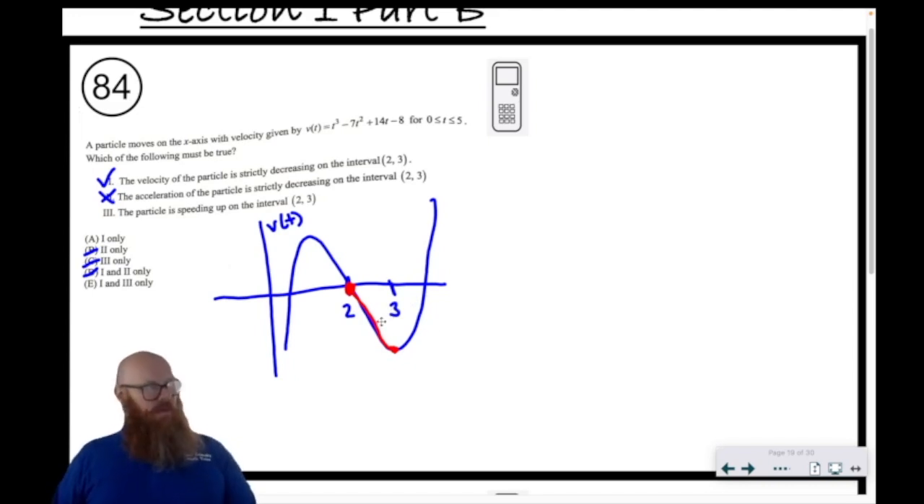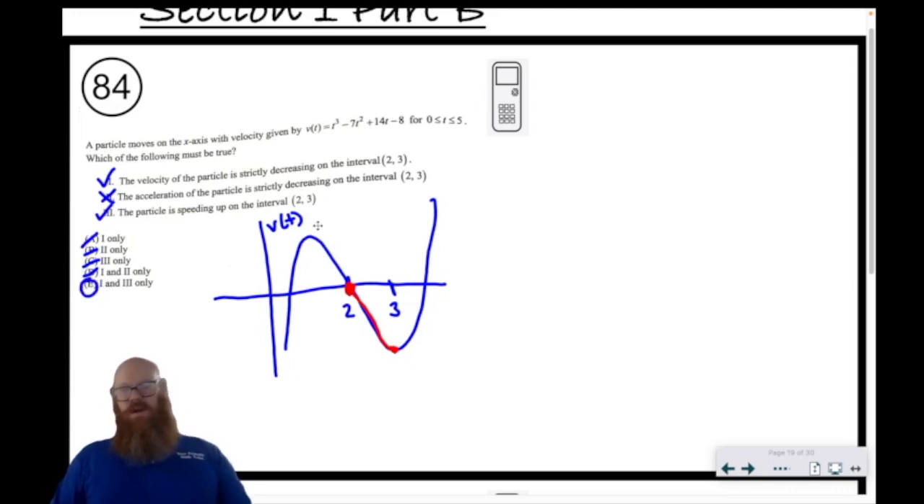So let's think about the velocity here. It is negative because it's below the x-axis, and the acceleration is negative because the velocity is decreasing, which we already established in number 1. So both of them are negative. So that is true. So it ends up being E.